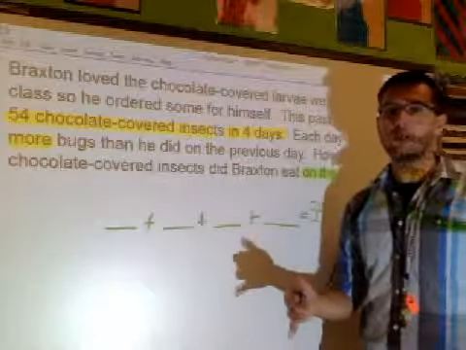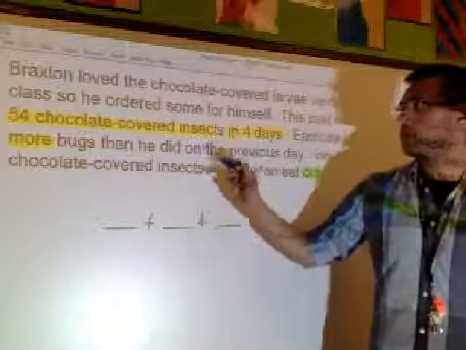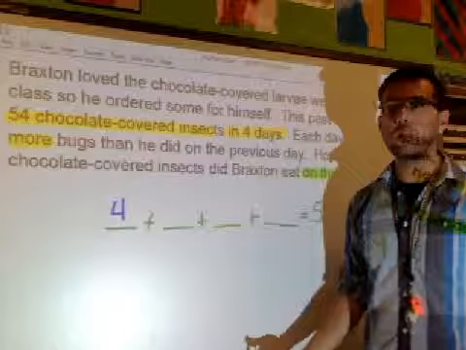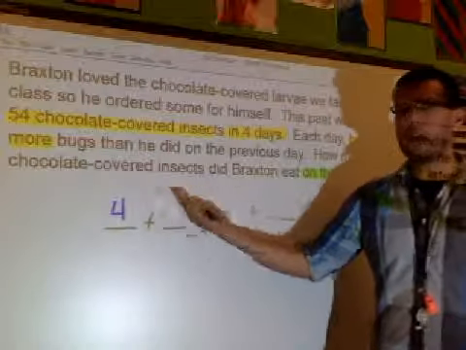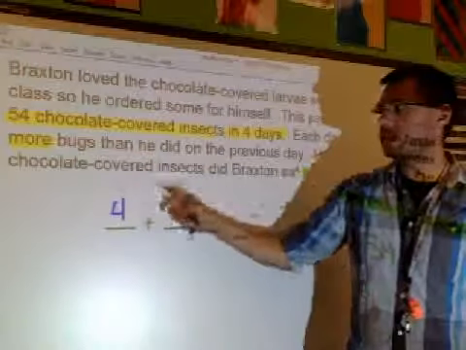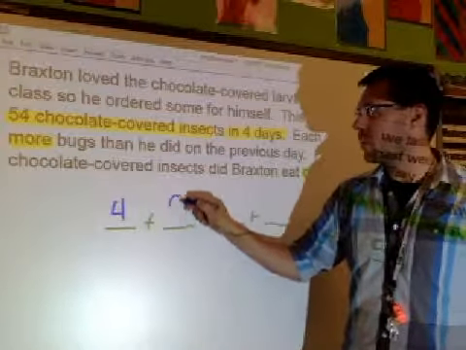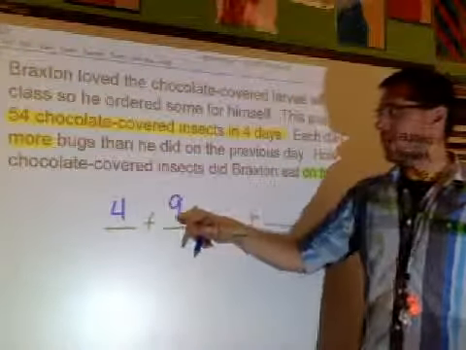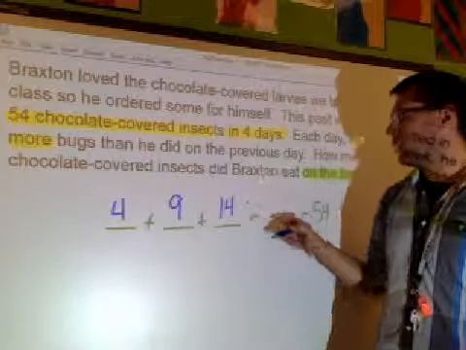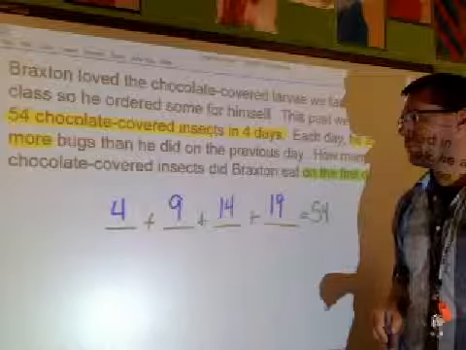Faith told us that when she used guess and check, she used the number 4. So she started with 4. That seems like a logical number to start with. We want to be adding 5 each time. Let's see how close we can get. So I know that the next day I've eaten 5 more, so that would be 9. If I eat 5 more than that, that would be 14. And if I eat 5 more than that, that would be 19.